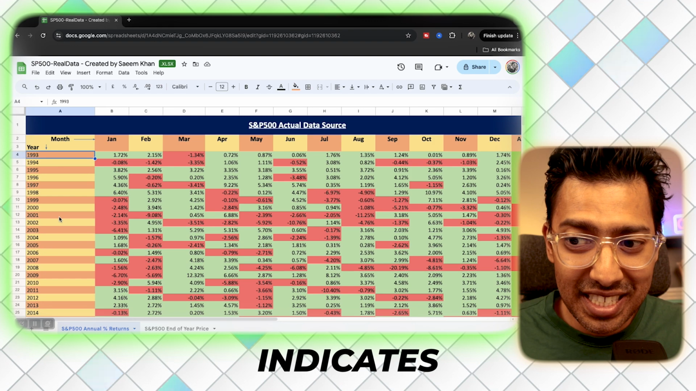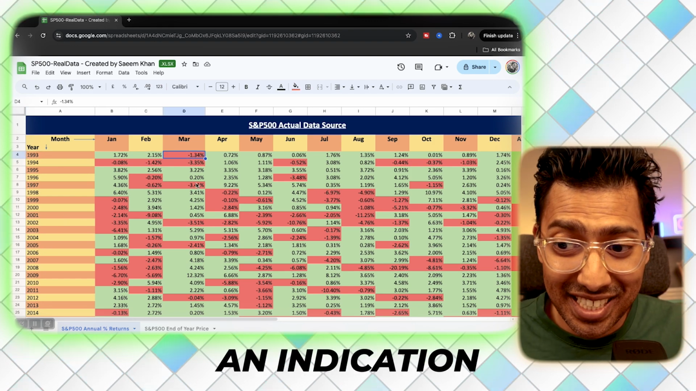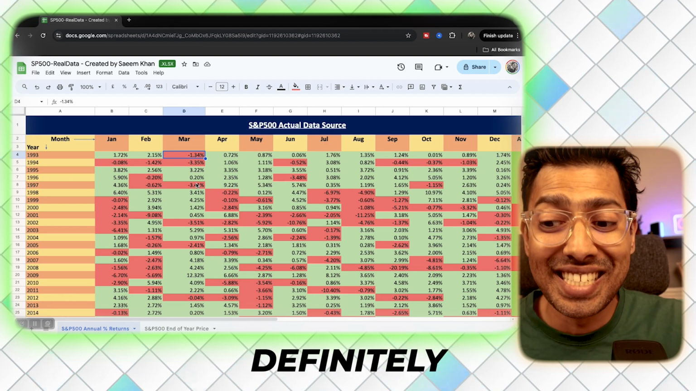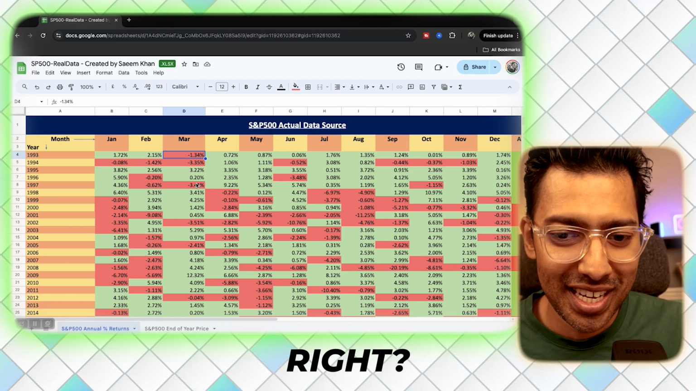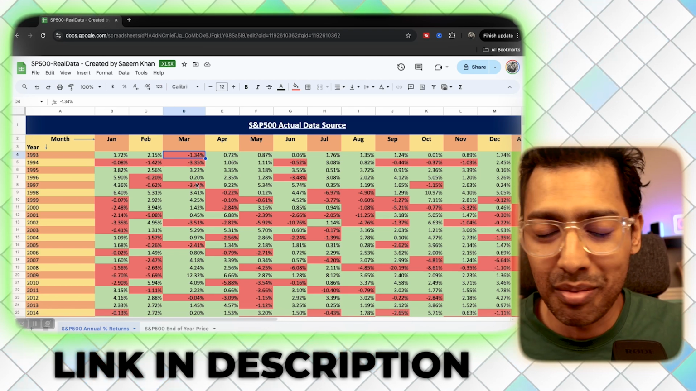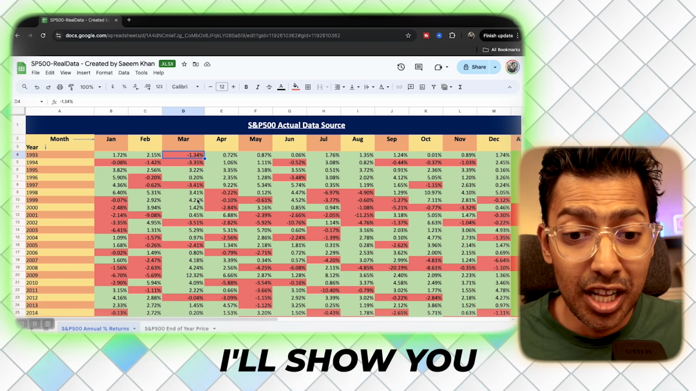So here the green indicates the positive return and the red indicates the negative returns, which is an indication that it's not smooth at all, unlike what we saw in the theory, a smooth curve. That's definitely not going to happen in real life, right? By the way, I'll put the link in the description for all the resources. You can check them out and play around with them. But despite all these ups and downs, there is compounding, and I'll show you now.